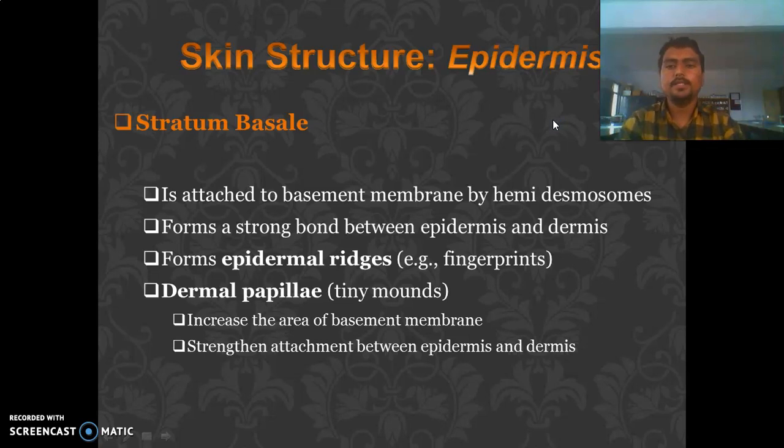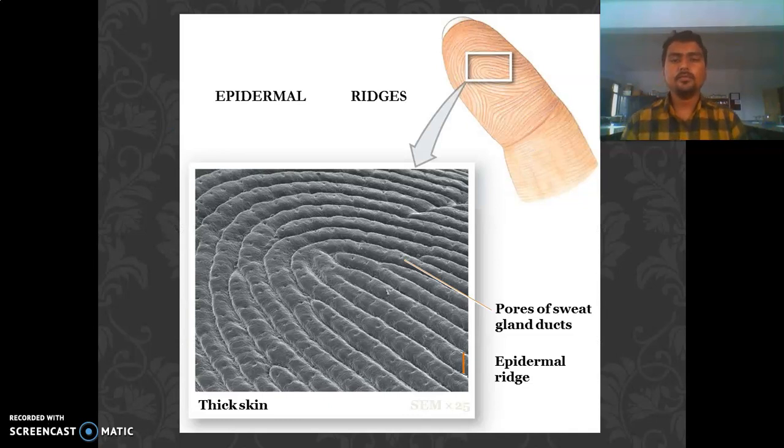Now the stratum basale. It attaches to the basement membrane by hemidesmosomes. It forms a strong bond between the epidermis and dermis. It forms the epidermal ridges, which are nothing but the fingerprints, and the dermal papillae. These increase the area of the basement membrane and strengthen the attachment between the epidermis and dermis. This is thick skin. These are the pores of sweat glands, and these are the epidermal ridges.